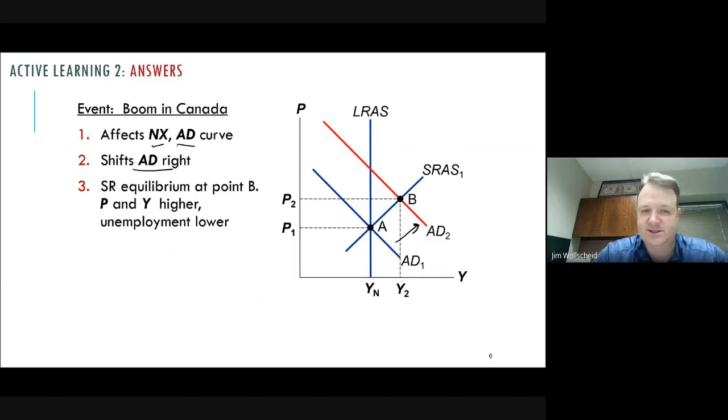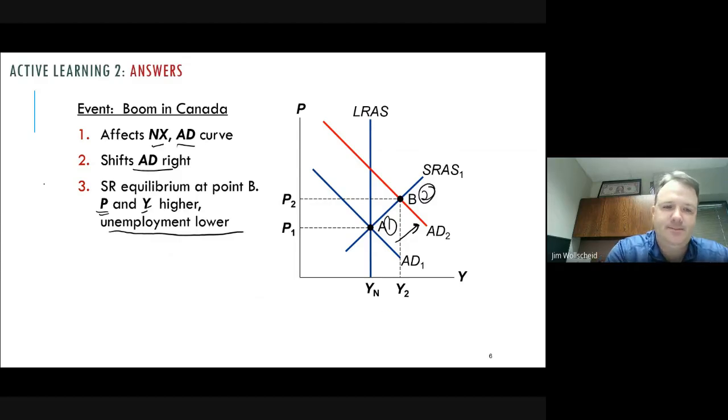And when it shifts right, we get higher prices, higher GDP. Just like chapter 4. If demand increased in chapter 4, price and quantity increase. In chapter 20, we just call it aggregate demand. So if aggregate demand increases, both the price level and real GDP increase. And when real GDP goes up, unemployment goes lower. So boom, I get point A.